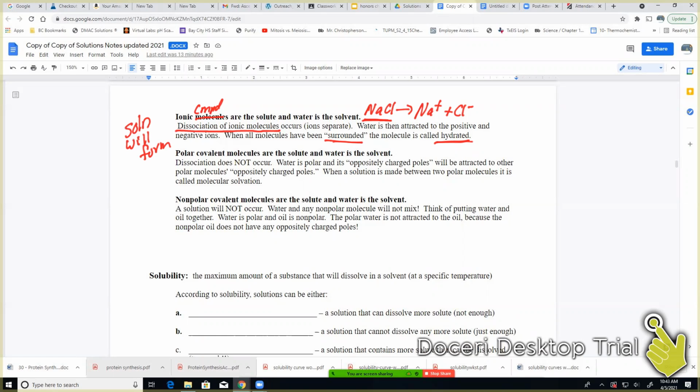If we look at polar covalent molecules, they're charged. So when I put them with water, dissociation will not occur. They don't form ions, but since they're polar, they still have oppositely charged poles, which means there's still something for the water to be attracted to. So we say that is molecular solvation. A solution will form.